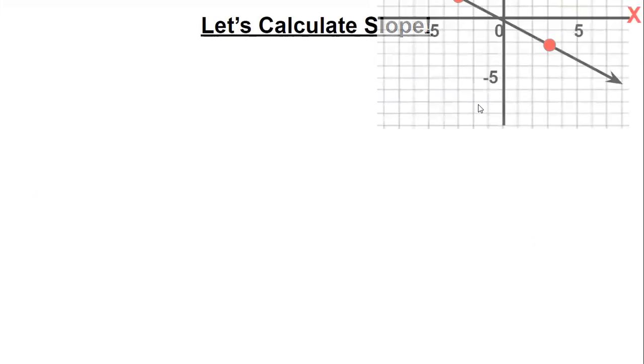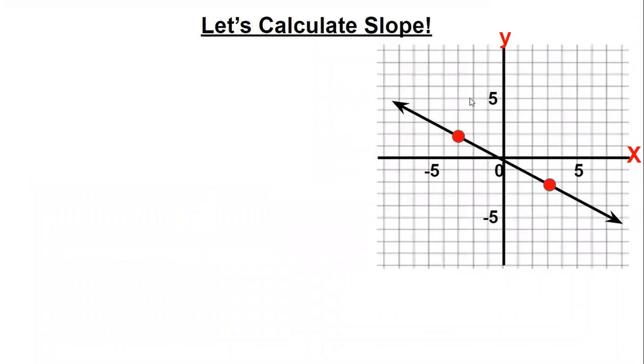Welcome back. Let's start calculating slope now that we know all about it. Okay, here's a graph. Now remember I told you in our last lesson that we were going to start having 4 quadrants, because graphs don't always have only 1 or 2 quadrants. They can have 4, right? The coordinate plane is 4 quadrants.